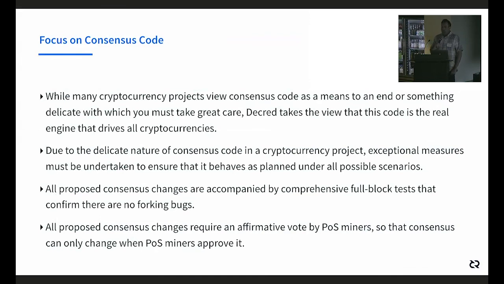Further, we are not fans of this idea that the development group can run roughshod over the users. We see our role as steering development, but if people don't want to do something, we don't think they should have to do it. So basically, no changes, unless it's an emergency hotfix, will go in without the explicit approval of the proof-of-stake miners.